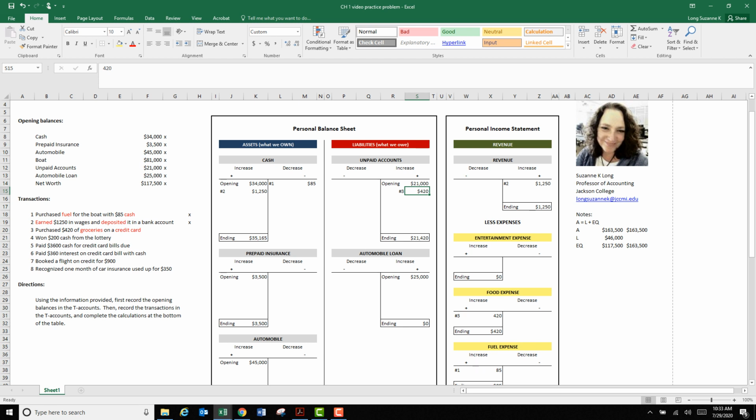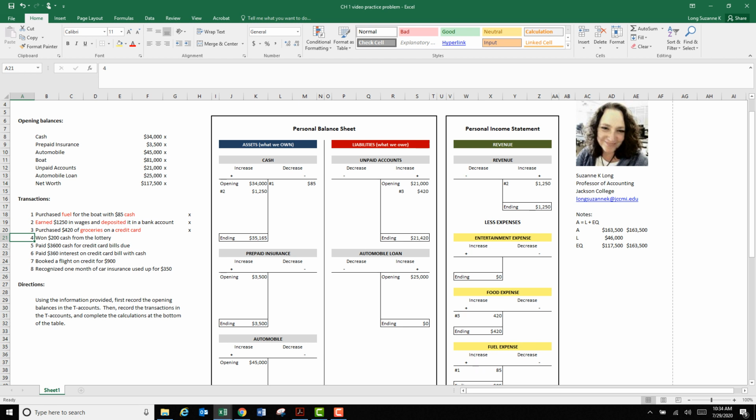Hey, when we get to the last step, I'll talk about these totals, how to do some auto sums and things like that. So purchased groceries on account with a credit card, unpaid accounts. This could also be called up here, you could call it credit card liability or credit card payable. So there's definitely some flexibility on these account titles. Let's look at number, let me check it off. Let's look at number 4.